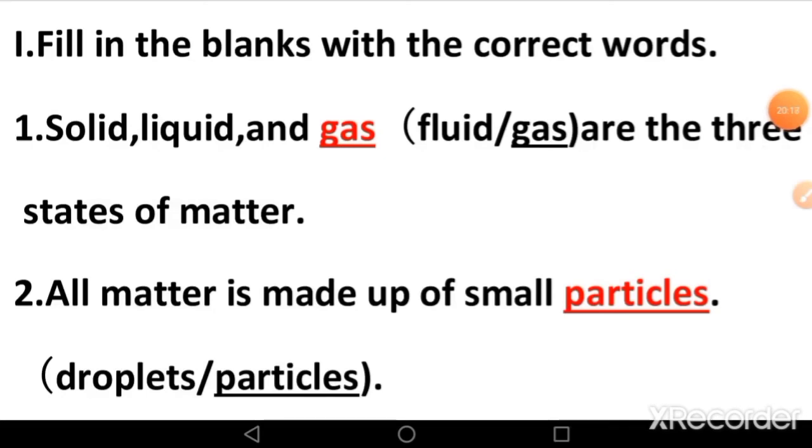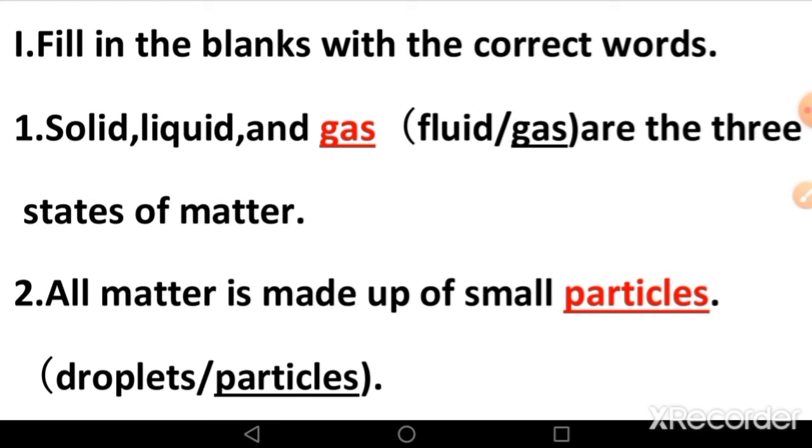So first fill in the blank. Solid, liquid and dash are the three states of matter. Answer is gas, because another option, fluid, means the thing or liquids which can flow from one place to another. So here answer is gas.